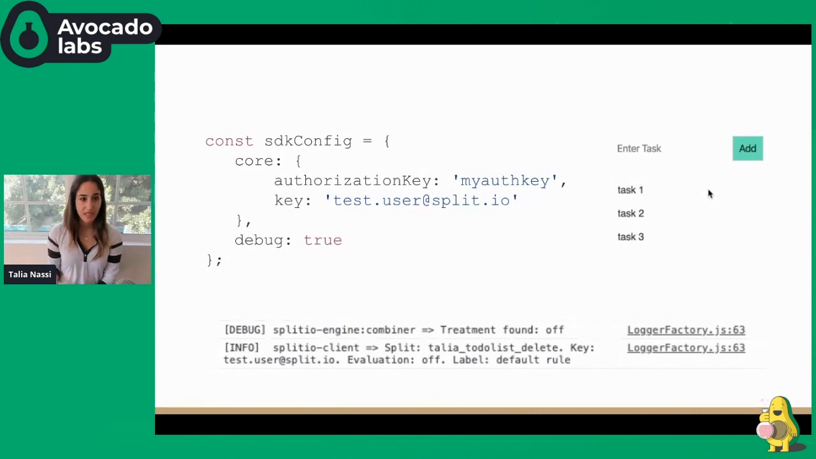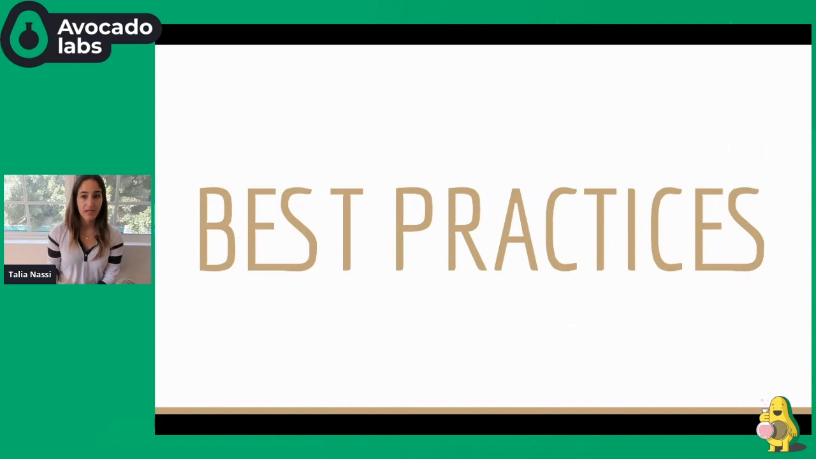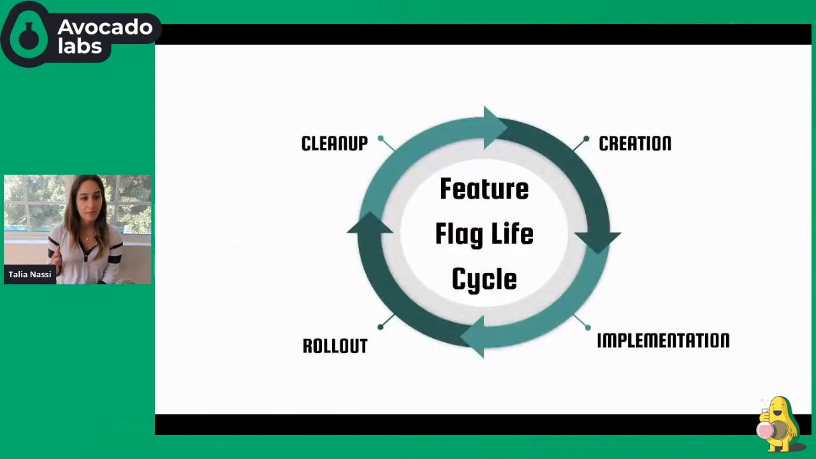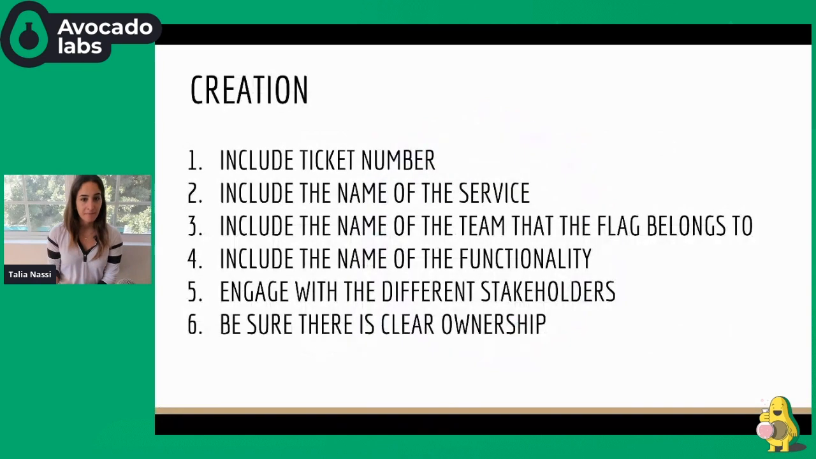So let's go through some best practices. There are basically 4 parts of the feature flag lifecycle, and we're going to go through each part. The first part is creation. The first step in feature flag creation is creating a consistent naming convention. And there's a few options that you can choose from. You can include the ticket number if you use something like Jira or Asana. You can include the name of the service, the name of the team, the name of the functionality, like what is this feature flag being used for?